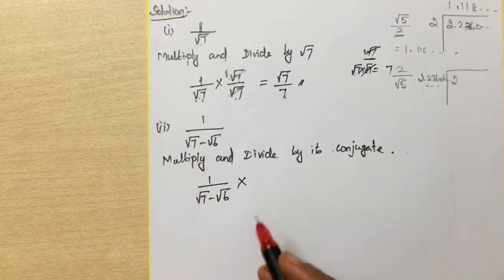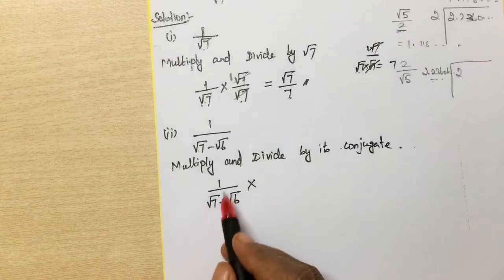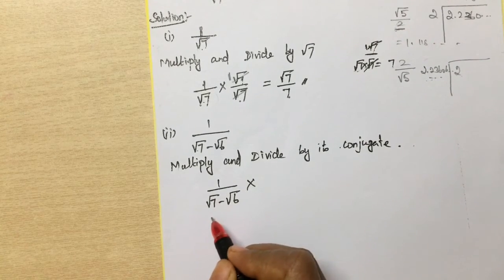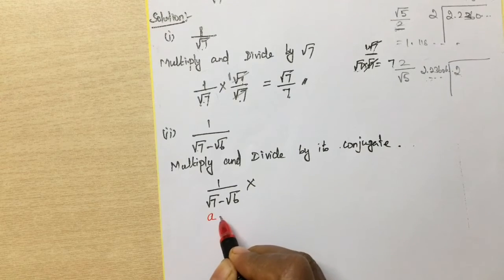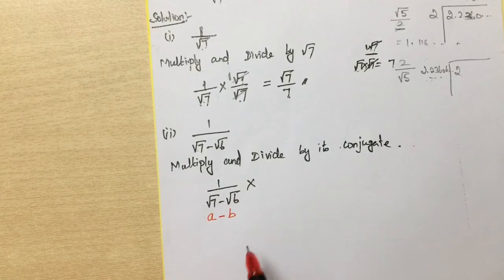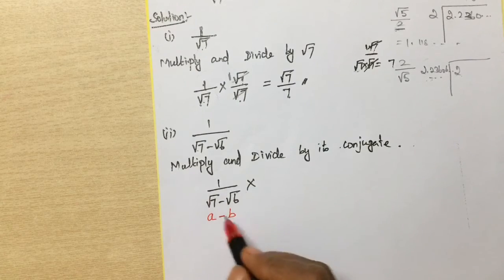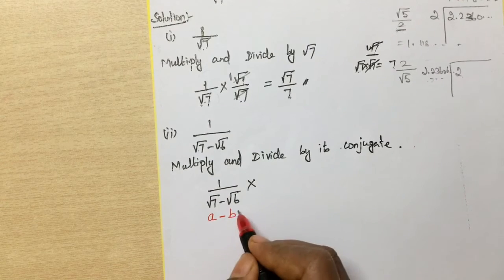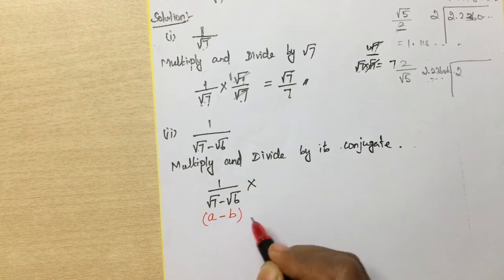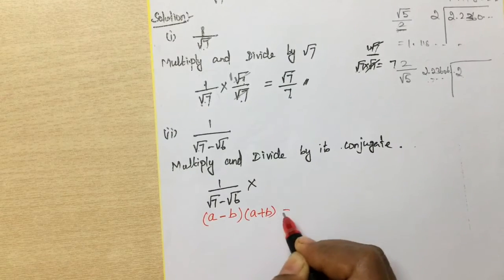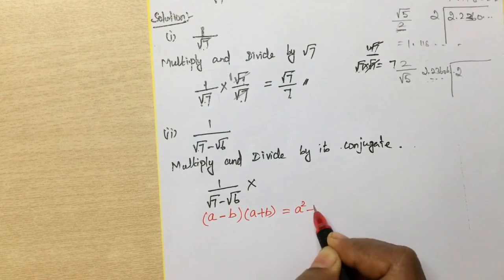Now in this case, you have to observe carefully. The denominator is what we have to focus on now. Root 7 is taken as a, minus root 6 as b. That is a minus b. So we need to change this into a rational number. In this case, we are going to find a minus b into a plus b, which will give us a square minus b square.